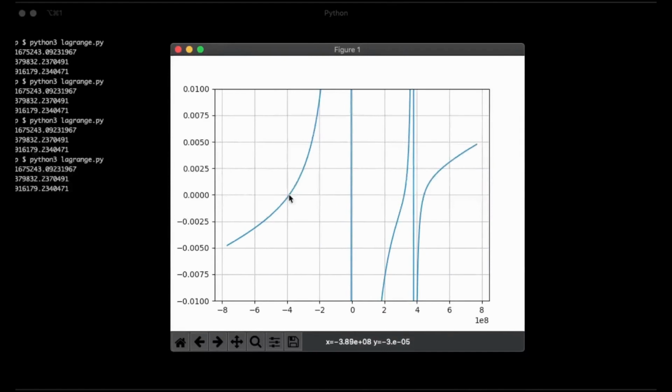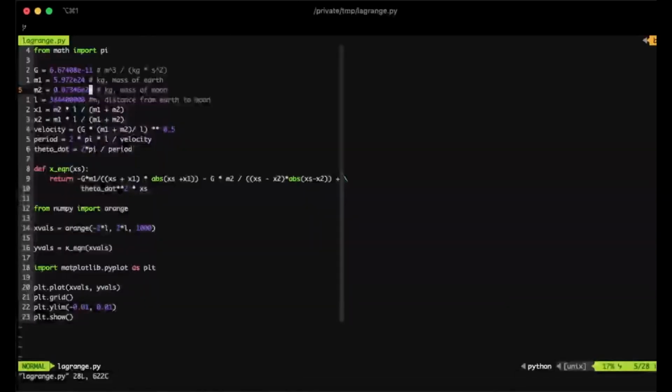And so this one looks like it's about negative 3.92 e to the 8. This one's about 3.21 e to the 8. And this one's about 4.43 e to the 8.